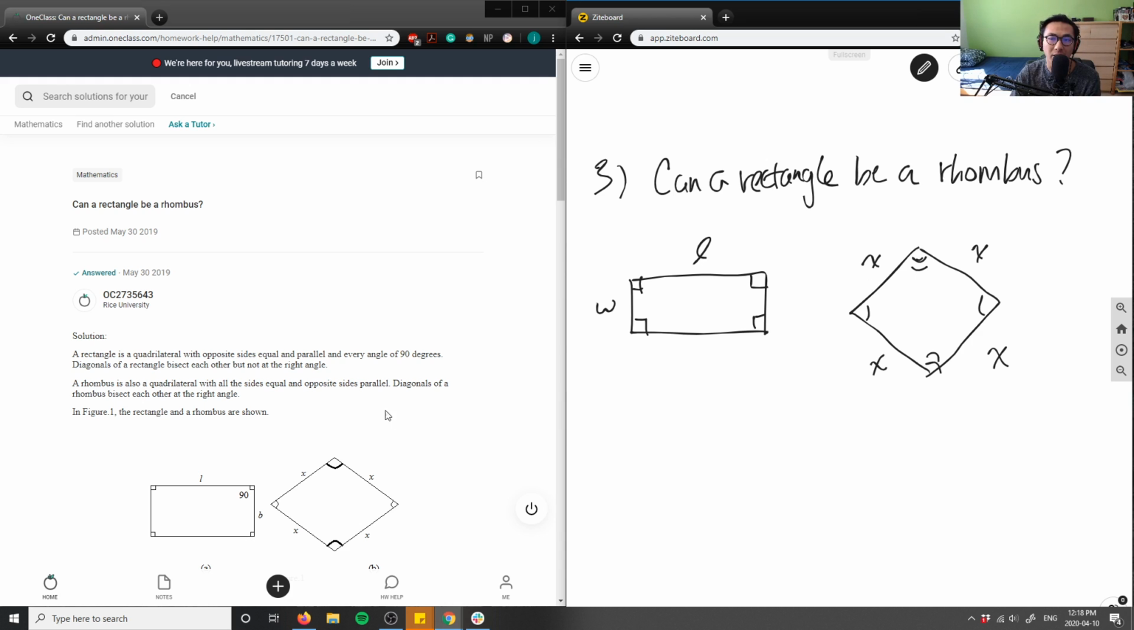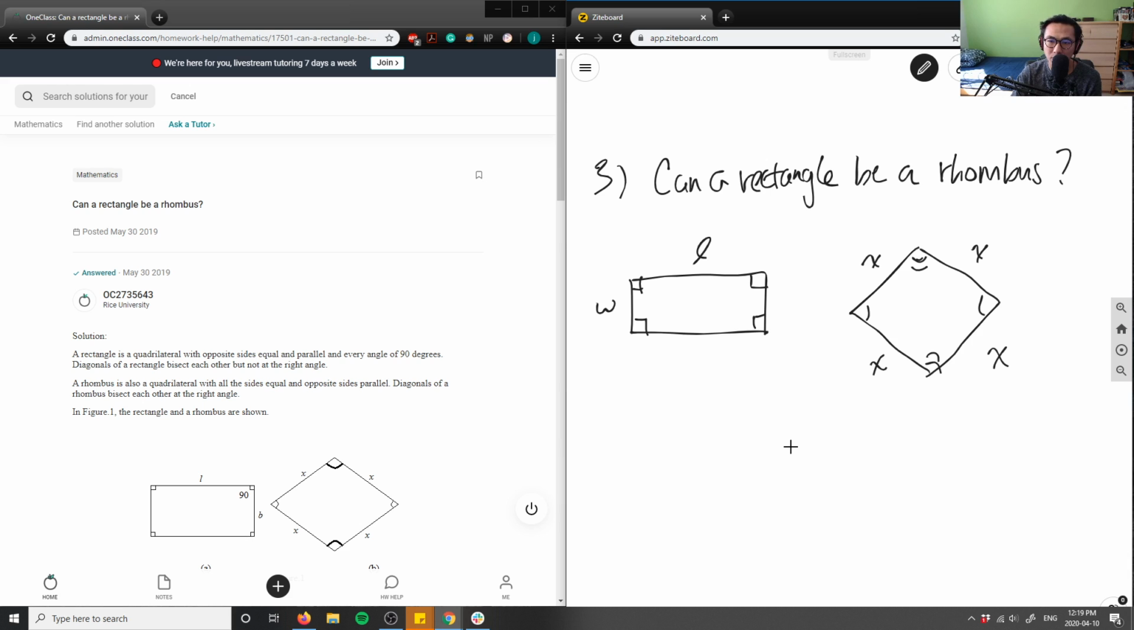So can a rectangle be a rhombus? That is the question here. So let's look at this question again and let's dissect it. So can a rectangle be a rhombus? The definition of a rectangle here is that I have some sort of length and some sort of width, and they're all at 90 degrees.